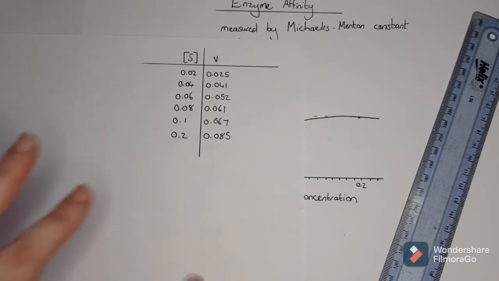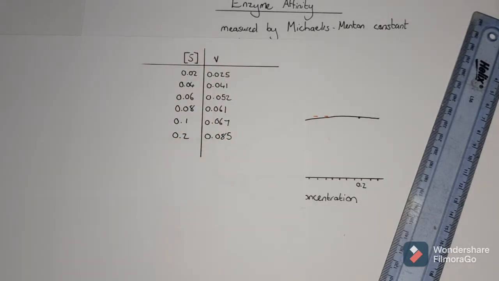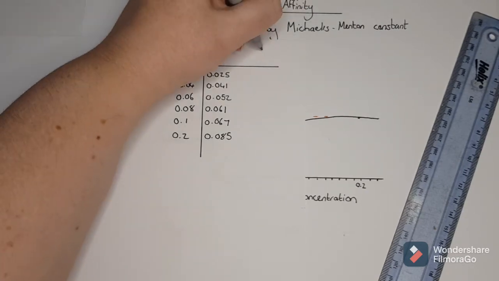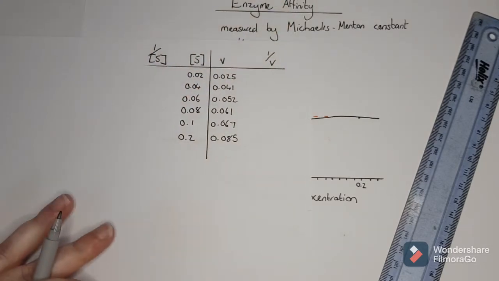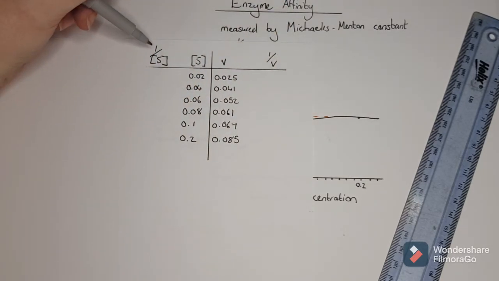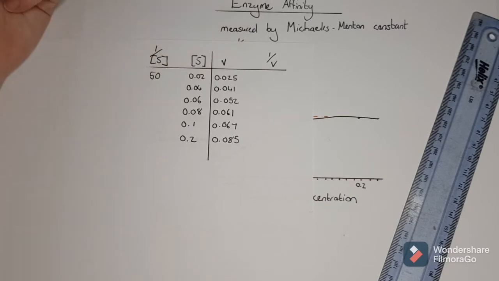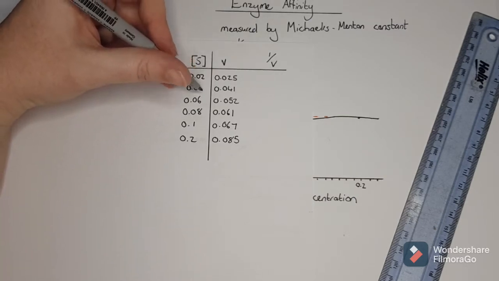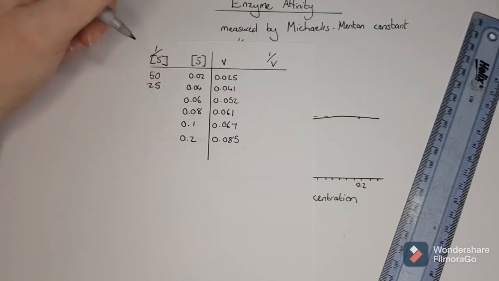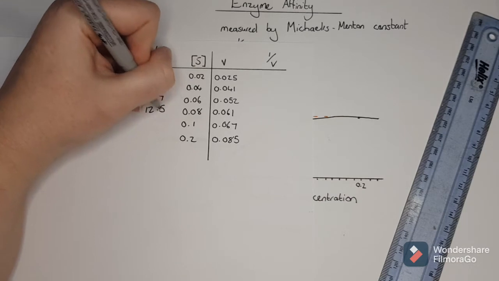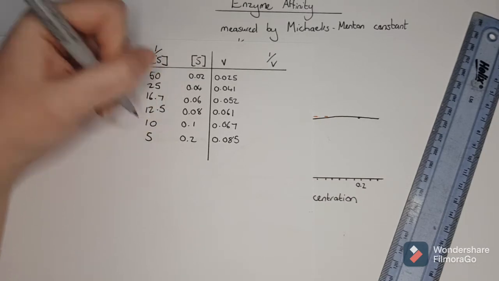So if I have my table of values like that, I can say 1 over my substrate concentration and 1 over my velocity. I literally just take 1 on my calculator and divide it by each of those values. So 1 divided by 0.02, I get an answer of 50. 1 divided by 0.04, I get 25. Then my next ones, I get 16.7, 12.5, 10, and 5.